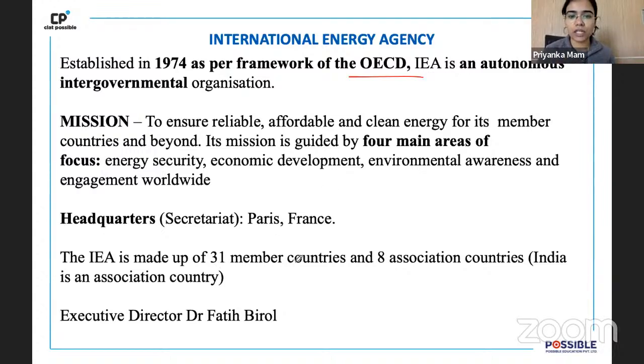It is made up of 31 member countries and 8 association countries. India is an association member. India was asked to come and become a full-time member back in 2021, but as of today we are not a member of this, right? We have our own energy वाले organization. हमारा Coalition for Disaster Resilient Infrastructure एक हो गया, दूसरा हमारा International Solar Alliance वगैरह हो गया.